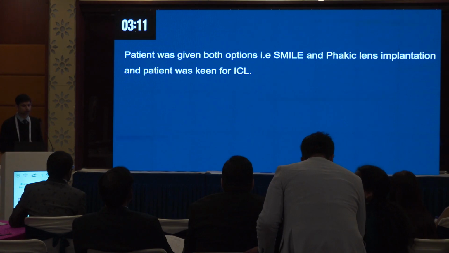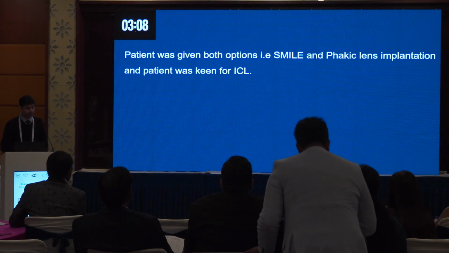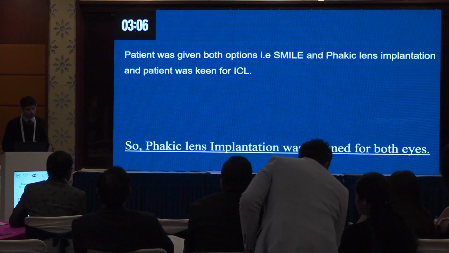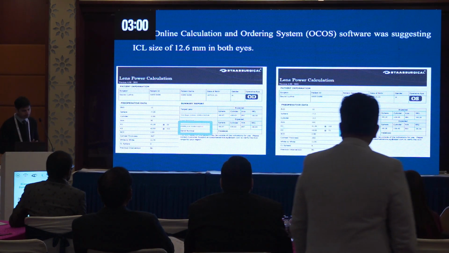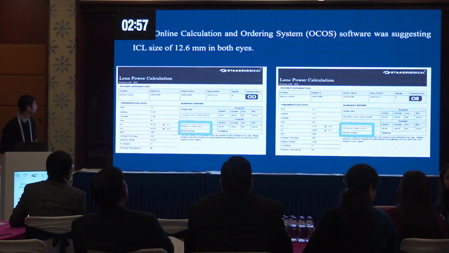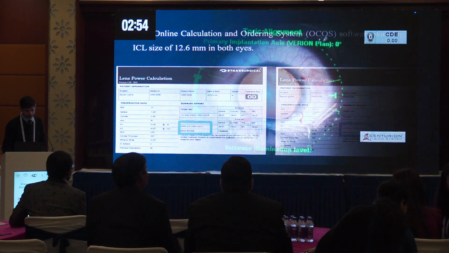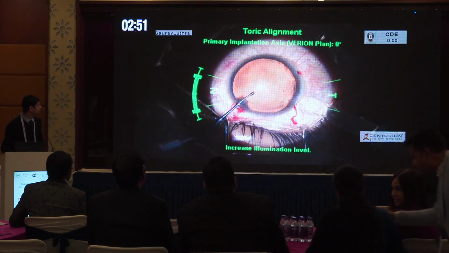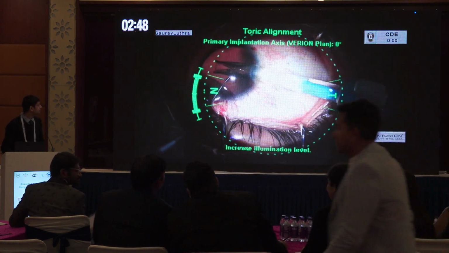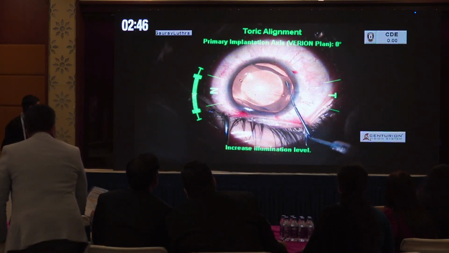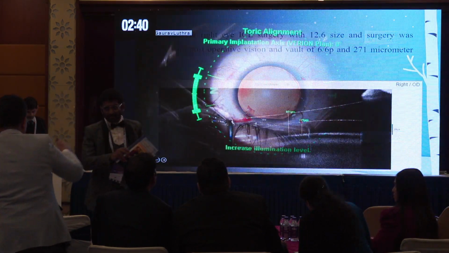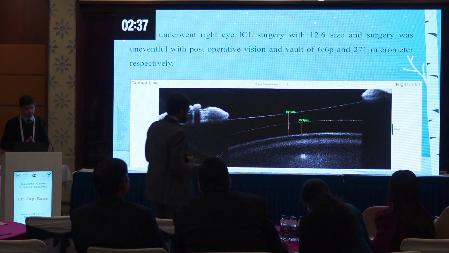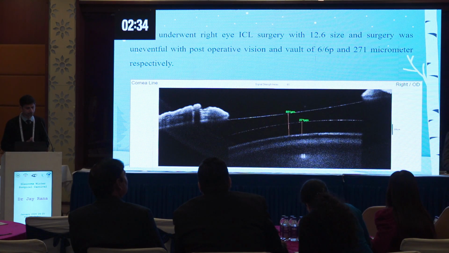Our patient was given both options, SMILE and phakic lens implantation, and the patient was keen on ICL. So phakic lens implantation was planned for both eyes. The STAAR online calculation and ordering system, or OCOS software, was suggesting an ICL of 12.6 mm in both eyes. We started with the right eye and implanted the ICL in the anterior chamber, and the haptics were placed in the ciliary sulcus. The patient underwent right eye ICL surgery with 12.6 size, and surgery was uneventful with post-operative vision of 6/6 and vault of 271 micrometers respectively.